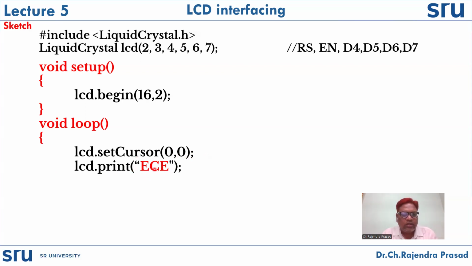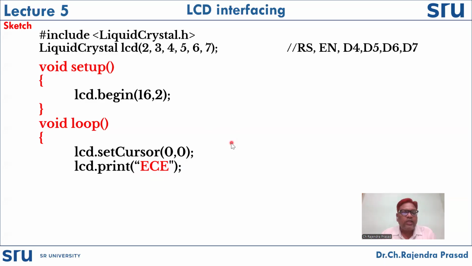And let us now write RP EduTech, and then once it is displayed in the first line, it is displaying ECE. And one more important thing you can remember here: whenever there is a double quote, it is a string. The string is displayed directly on the LCD. If you remove the double quotes, whatever the content, ECE, is now treated as a variable. But now it is a string, which is displayed directly on the LCD.